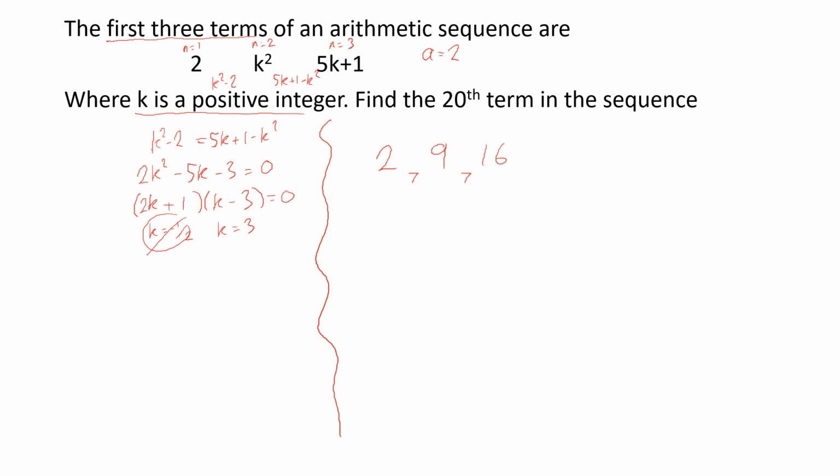So look at our sequence. We've got a equals 2. We've got d equals 7. If we want to find the 20th term in the sequence, we want to find u20. That's equal to a plus 19d. So it's going to be equal to 2 plus 19 times 7, which is going to be 135.